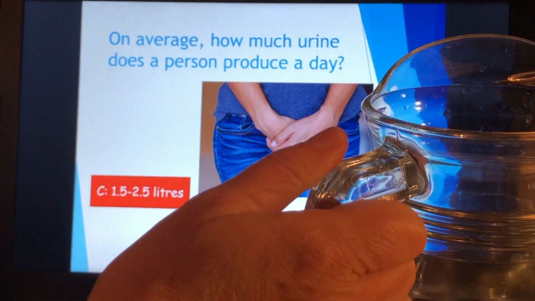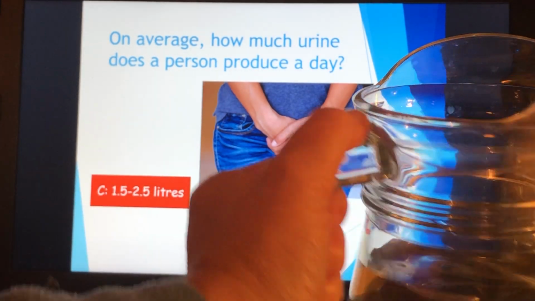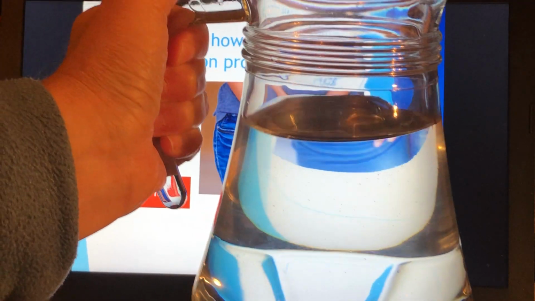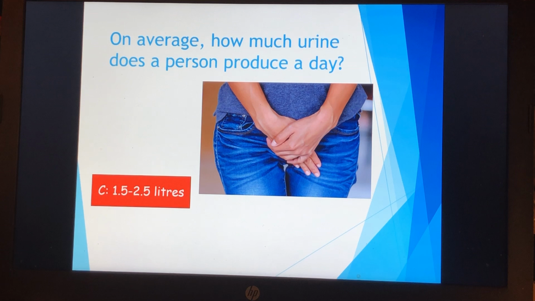Just to give you an idea, this jug here contains 1 litre, so you're producing more than that a day, maybe even more than 2.5 times that in a day. But it's not always the same. What does it depend on? It depends on how much we drink and maybe what activities we do and a few other things as well.